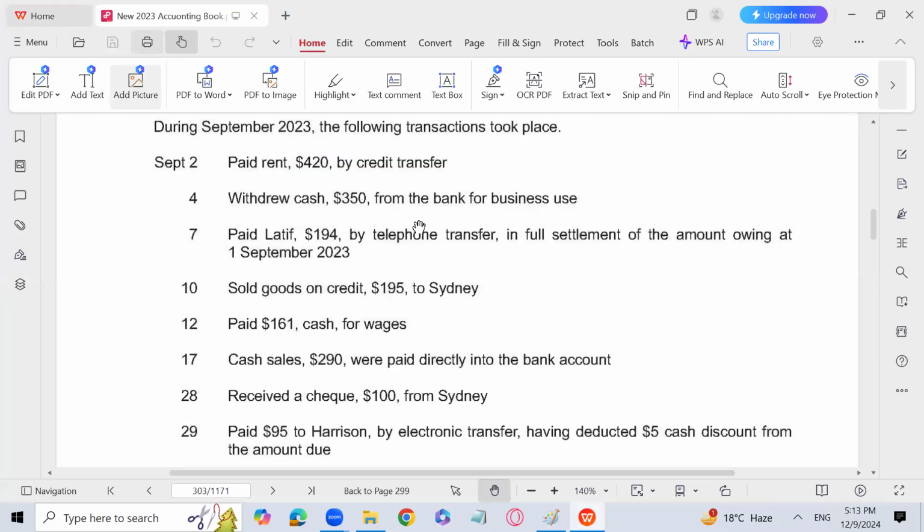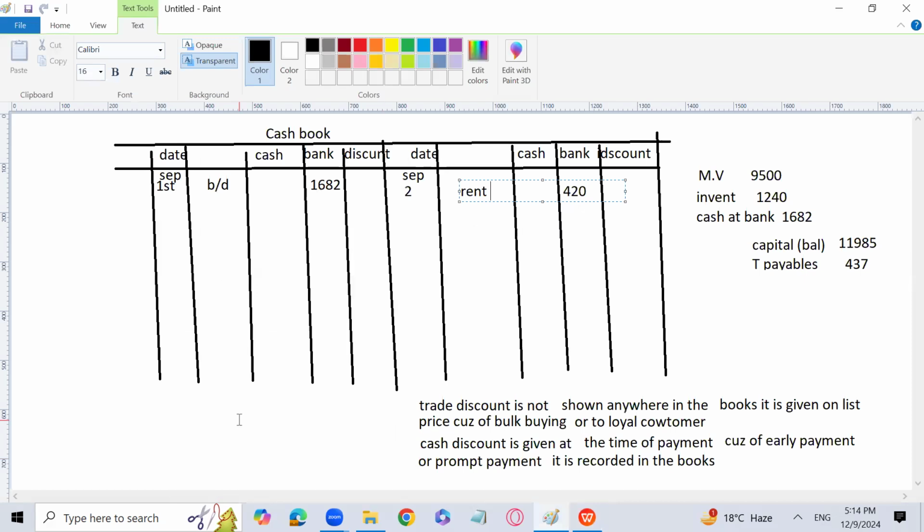Withdrew cash 350 from the bank for business use. It is not drawings. Drawings are basically the amount withdrawn by the owner for his personal use. That is called drawings, and drawings are always debited and cash is credited. This is withdrew cash from the bank for business use. So the asset of cash is increasing and the asset of bank is decreasing by 350. So the entry is going to be cash debit by 350 and bank credit by 350.